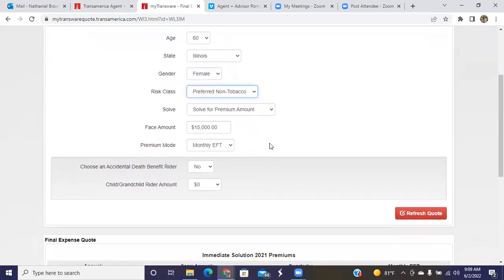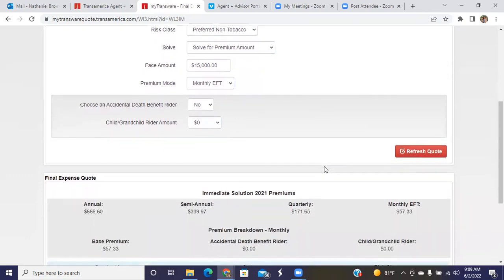We're going to solve for premium amount. I don't know how much it's going to be, but let's go with a face amount of $15,000 with a monthly mode. I'm not going to do any accidental death benefit riders, but it does come with that, and it comes with grandchild riders too. So if they have grandchildren, God forbid something happened to them, there's some coverage there.